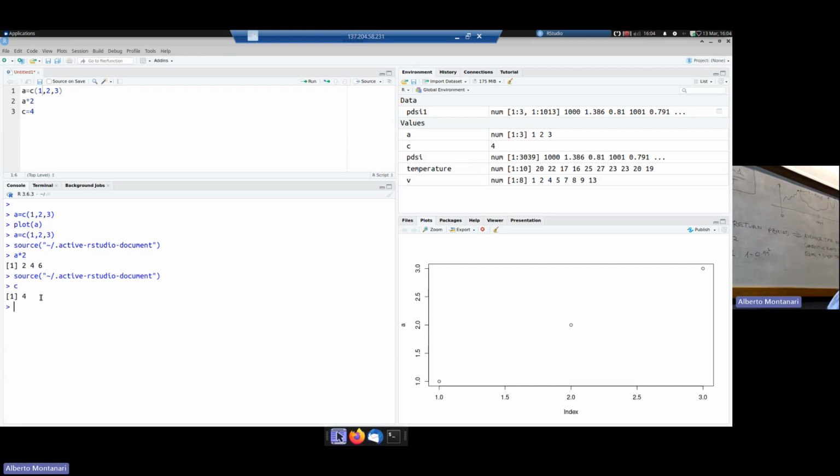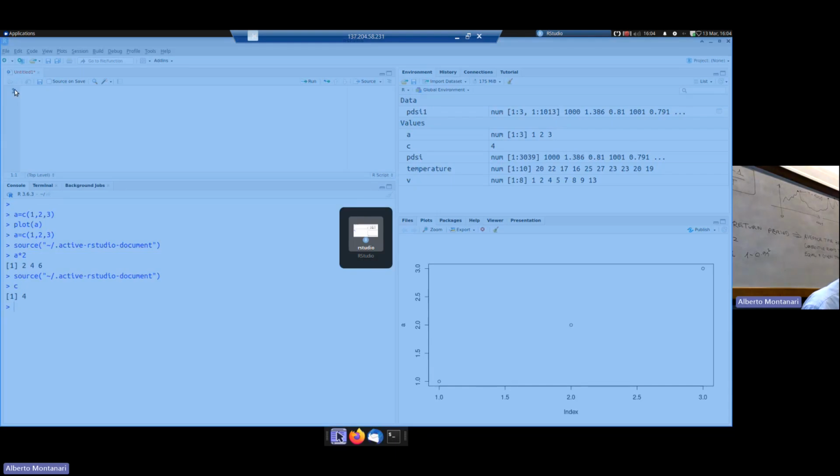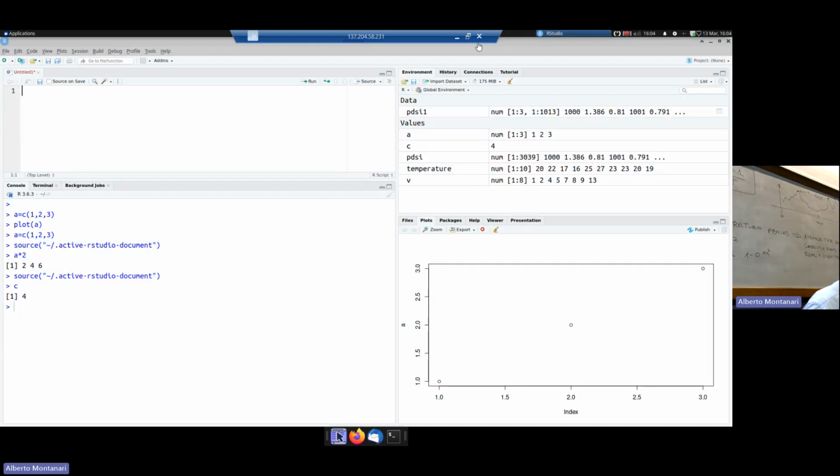So it's better if you work with RStudio, because you can decide whether you want to work directly on the console or over a script. And the script is something that you can save. This is particularly nice if you have a script that is already written.